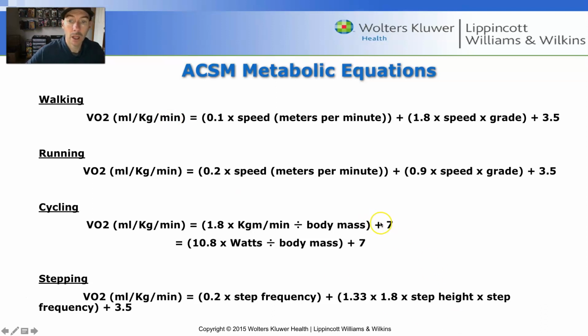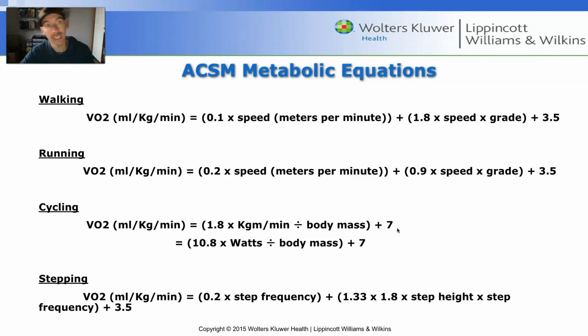Now, for the cycling equation, it's 7, which is obviously 3.5 plus 3.5. So we have 3.5 for the resting energy expenditure, and then we have another 3.5, which is the cost of just unloaded cycling, right? So just sitting on a bike and spinning the pedals with no resistance at all gives you an additional 3.5. Again, not something you all need to worry about today, but down the road you might see this stuff again, so I wanted to introduce it to you.